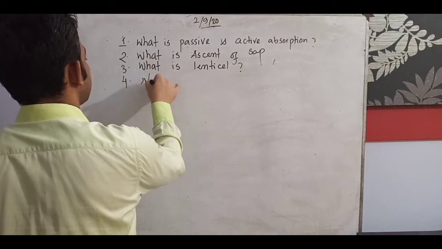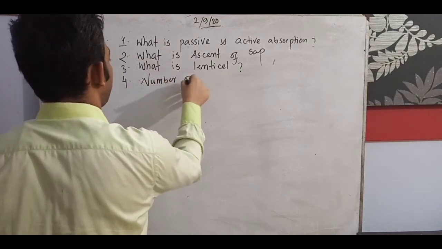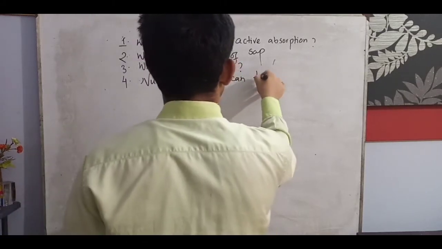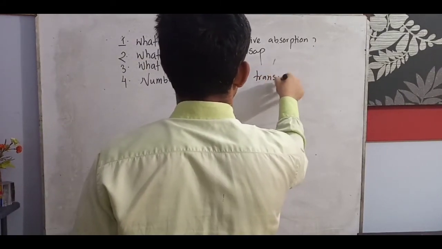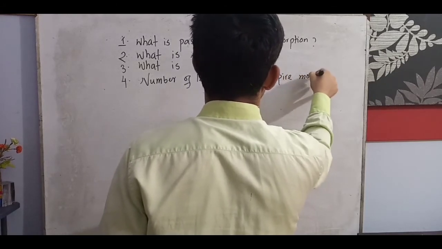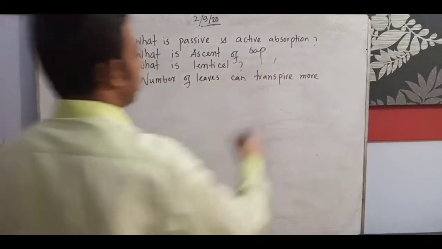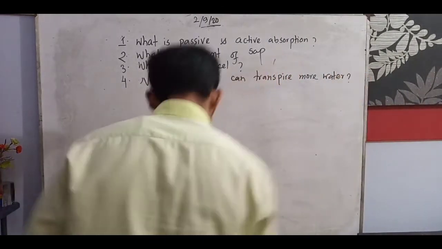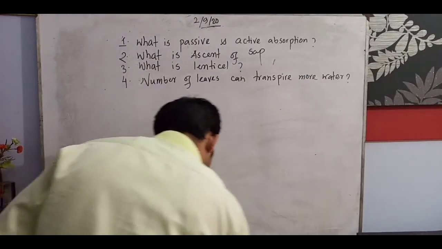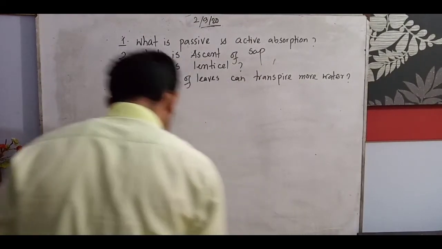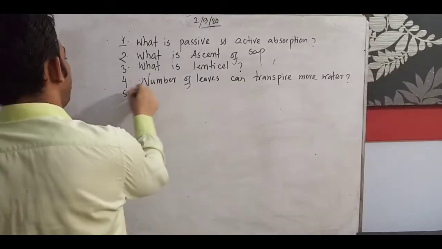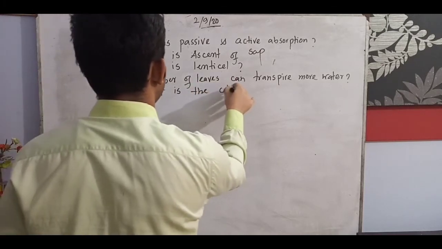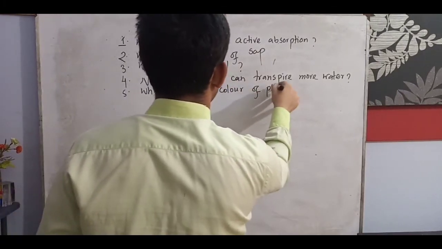Number of leaves can transpire more water. Is it true or not? That is the question. Then, what is the color of plasma? What is the color of plasma?